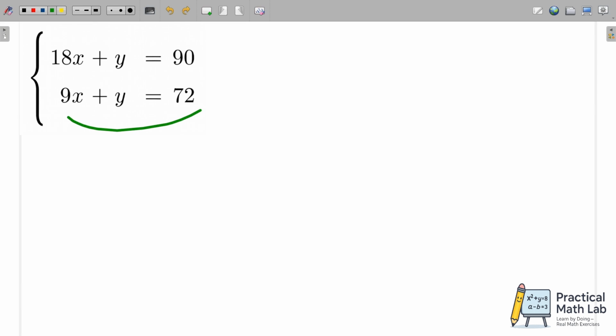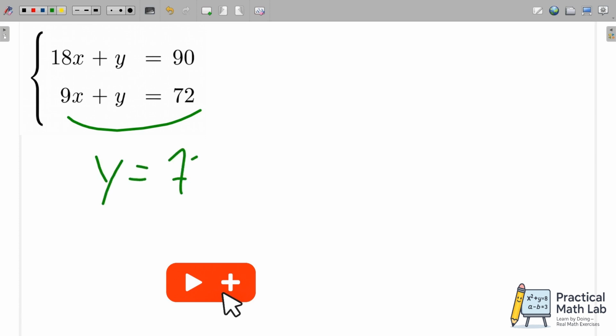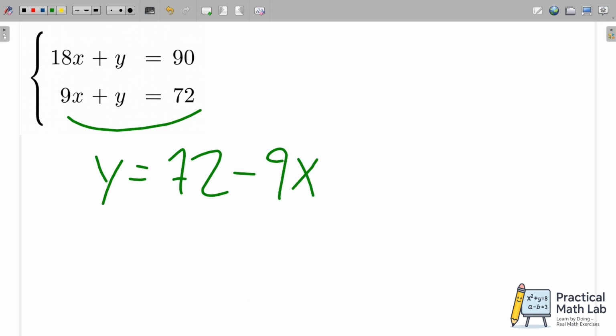9x plus y equals 72. So let's move 9x to the other side. The equation y equals 72 minus 9x will be given. See why. It's 72 minus 9x. Now let's substitute y here in the first equation.